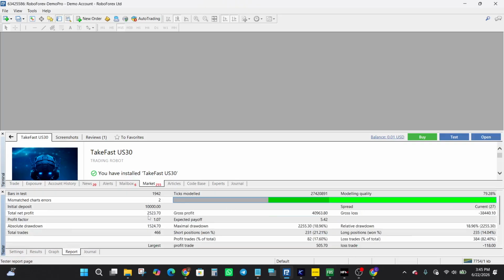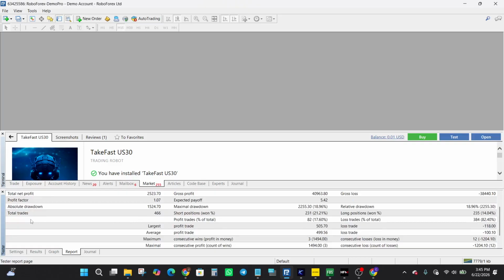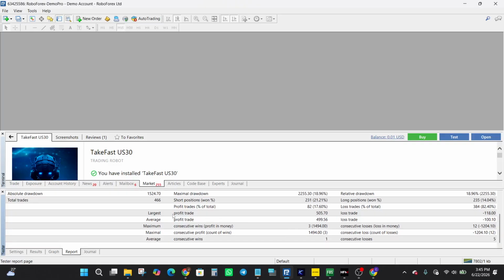So here, the initial deposit was $10,000 and the total net profit was over 25%, precisely 2,523.7. So the total trades taken were 466, out of which 82 were profitable. That's quite small. 17.6% win rate. Wow. The largest profit was 505.7. The largest loss was 118. The average profit was 499.56, and the average loss was 100.1.